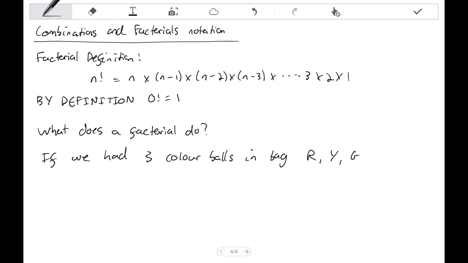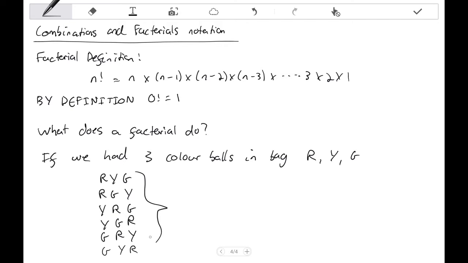Let's say that we wanted to pick all 3 balls out and then note down the order in which we pulled them out. Let's write down all the different combinations of orders that we could have: red, yellow, green. We'd have red, green, yellow. We could have yellow, red, green, yellow, green, red, green, red, yellow, and green, yellow, red. Which obviously in total is 6.